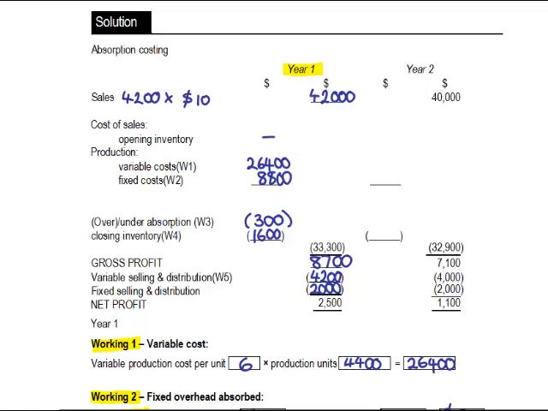Okay, moving on to year 2. Well, this time the sales have been done for us. We've got 4,000 units of sales, and the opening inventory is going to be our closing inventory from the previous period. So that's going to be 1,600 that we bring forward. Now the production in period 2 is 3,800 units. So the variable cost was 6. That gives me a production cost of 22,800 variable. And the fixed overhead absorbed will be 7,600.